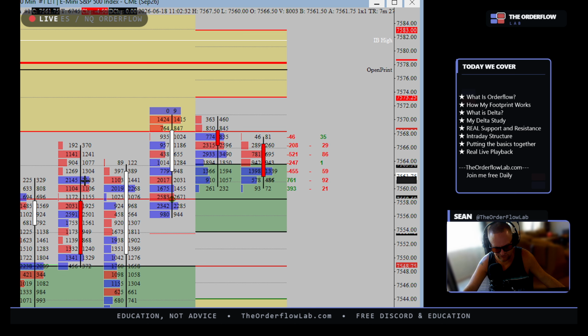So we sold 2,000 contracts here. Then we came down the same area. We sold 1,675. That's a 400 contract drop off. Then we sold 261 contracts. That's a massive drop off, right? It's a 1,400 contract drop off. Then from 261, we just came down here and sold 93, right?